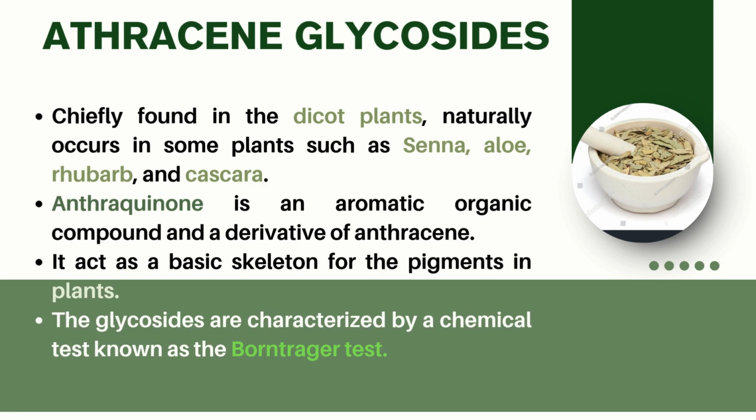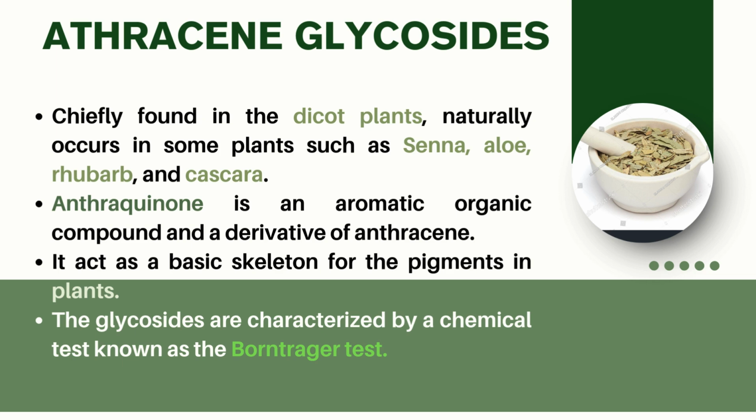Let's start by introducing the primary compound of interest in SENNA, anthracene glycosides. These are naturally occurring organic compounds found predominantly in dicot plants, with SENNA being one of the most prominent examples. Other plants such as aloe, rhubarb, and cascara also contain these active substances.